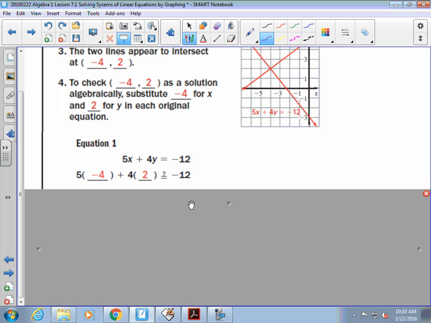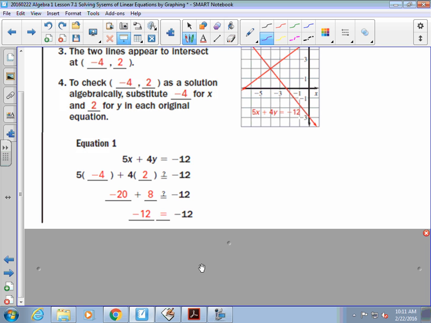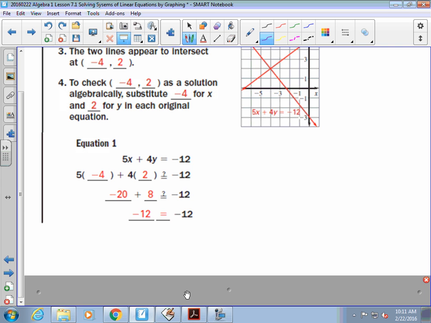For equation number 1, in place of x, we're going to plug in -4, and in place of y, we're going to plug in 2. So 5 times -4 plus 4 times 2. 5 times -4 is -20, plus 4 times 2 is 8. -20 plus 8 is -12. We can see very clearly that equation number 1, which I listed as the red one, is a true statement. Therefore, that point, -4, 2, is a solution to the red one, or equation number 1.